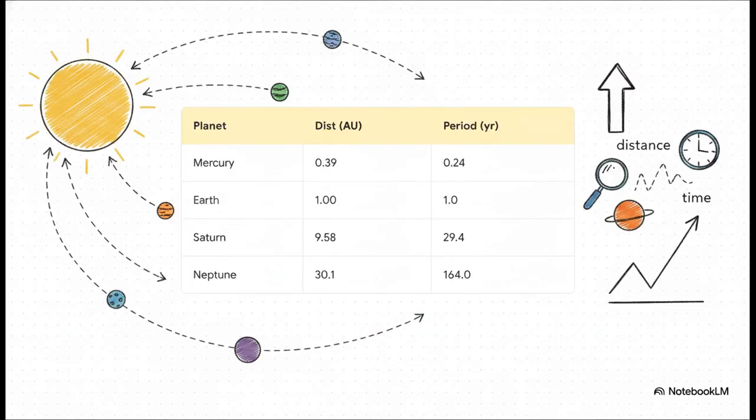Now, check out this data. When scientists measure these massive distances in our solar system, they use something called an AU, or astronomical unit. 1 AU is basically the average distance from the Earth to the sun. Look at Mercury, it's sitting pretty close at just 0.39 AU, and it zips around the sun in only 0.24 Earth years. But then jump way down to Neptune. It's way out there at 30.1 AU, and its orbital period is a massive 164 years. The pattern is crystal clear, right? As the distance from the sun increases, the time it takes to orbit increases too.